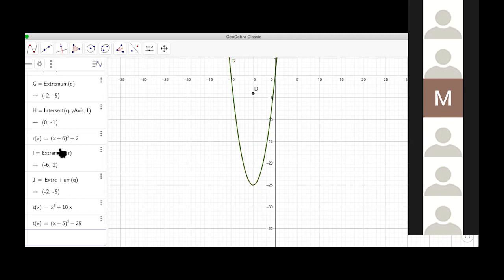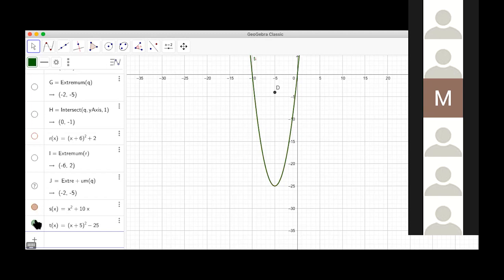You see? Exactly on top of each other. So it's exactly the same equation, right? They are totally different forms, but represent the same parabola, the same model, right?